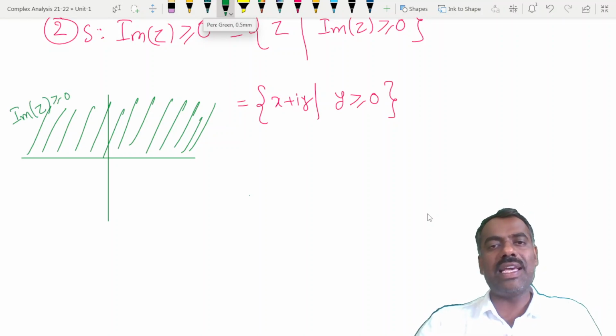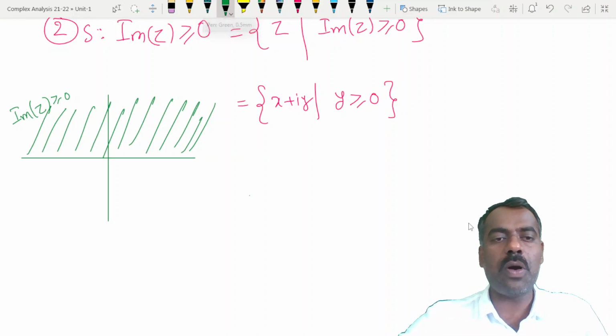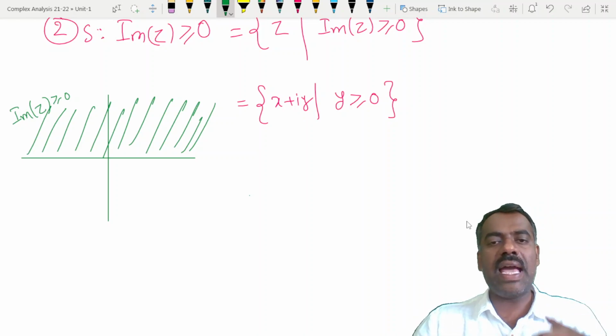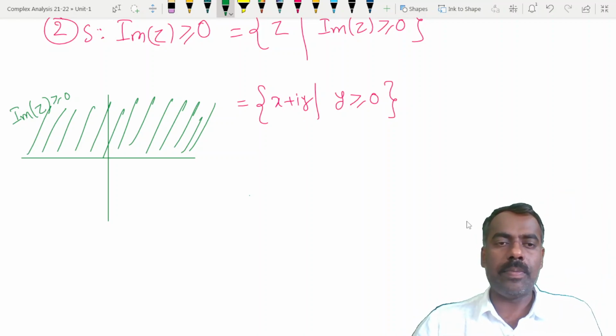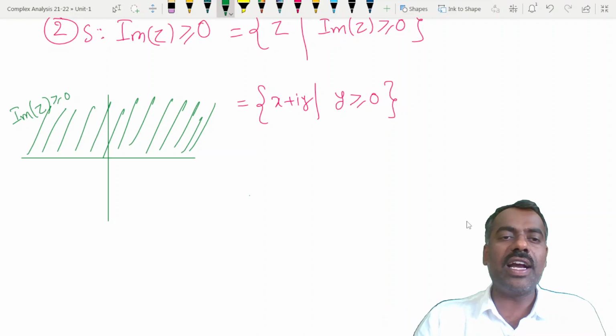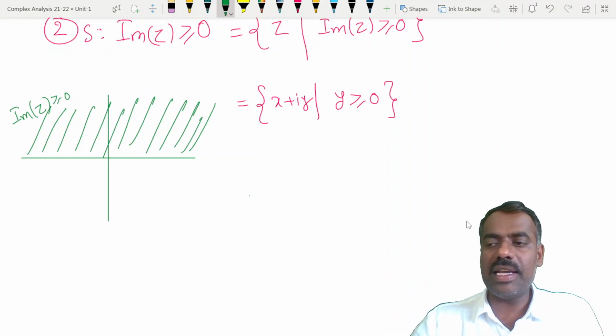Now tell me whether this S is a bounded set. Is this bounded? Because you are taking the entire upper half plane, you cannot find a circle which lies inside that. Is that clear?